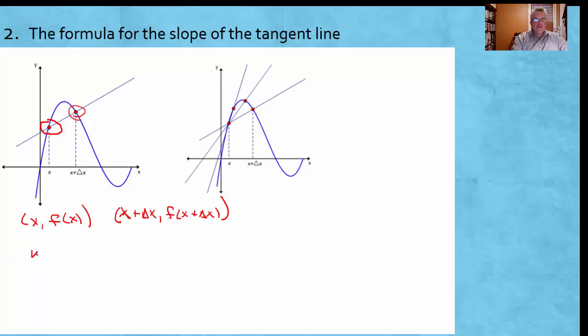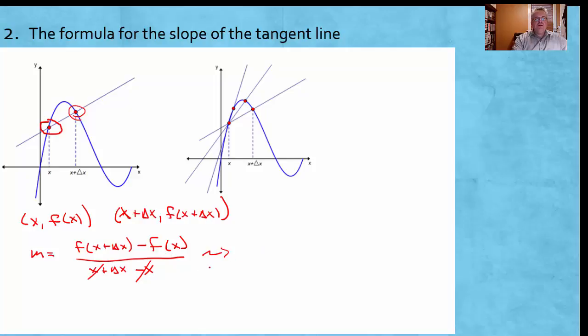So the slope would be y2 minus y1, which would be f of x plus delta x minus f of x. I just subtracted the y coordinates of the points, divided by the difference in the x coordinates. It'd be x plus delta x minus x, and that cancels, just leaving delta x, which makes sense. Delta x is how much we change the x coordinates, and that's what we're left with there.